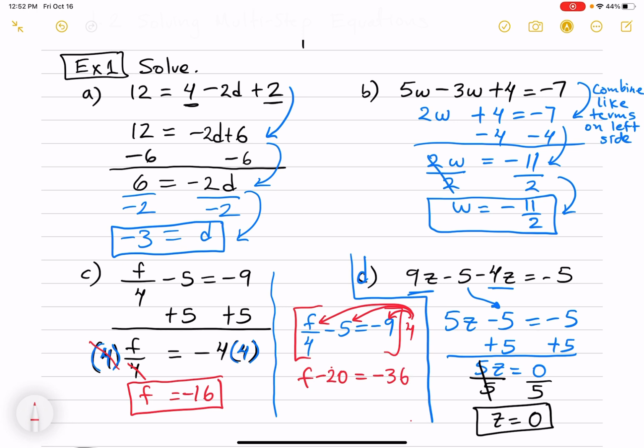If we need to solve for f, we need to add 20 to both sides. And when you add negative 36 and 20, you get negative 16, which is the answer. So it's another way of doing it. It's up to you which way you like better and which one you want to use. It's just another way of doing part C.